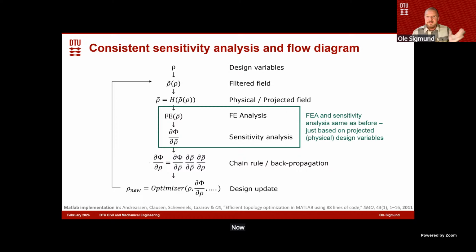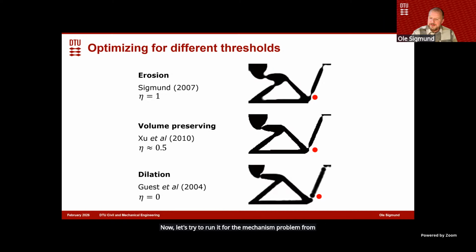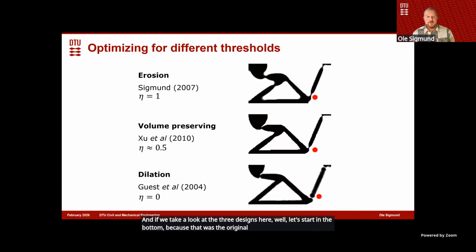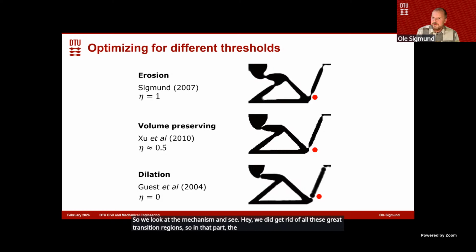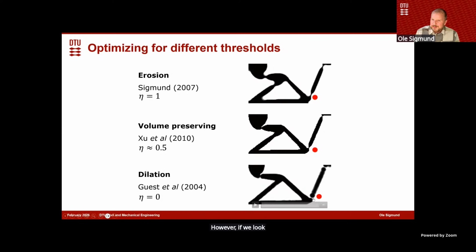Now let's try to run it for the mechanism problem from before. In this case, I'm running it with 3 different values of this threshold. If we take a look at the 3 designs, let's start in the bottom, because that was the original introduction of the projection method by Jamie Guest. We look at the mechanism and see, hey, we did get rid of all these gray transition regions. So in that part, the filter was successful. However, if we look at the hinge here, we didn't really get rid of it.